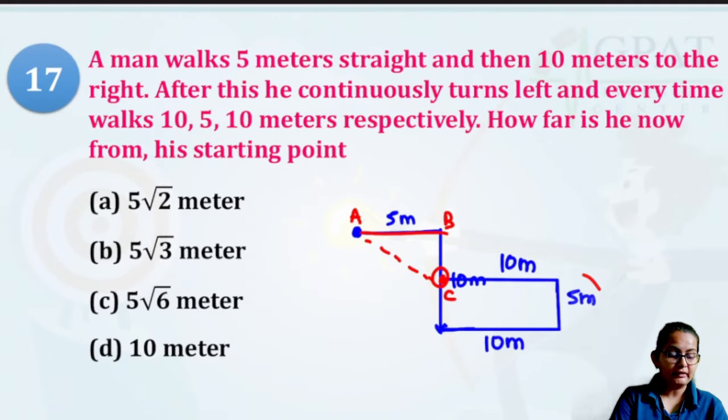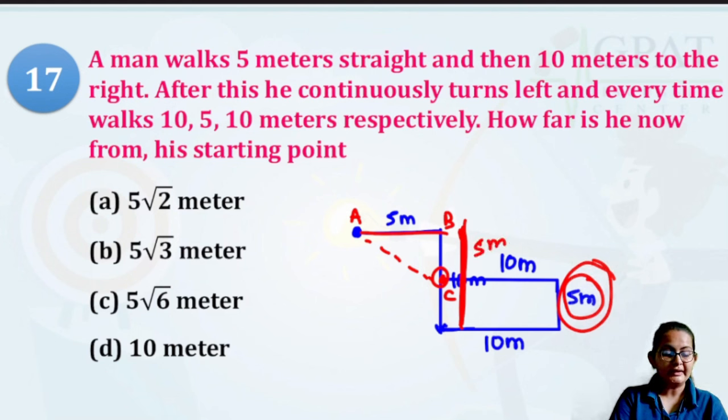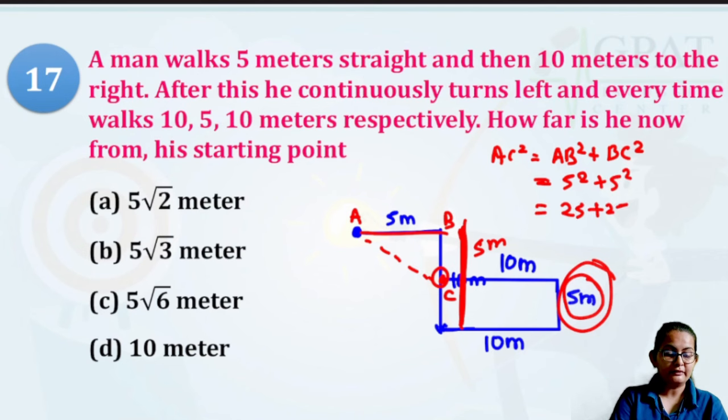He has already traveled 5 meters above, so only 5 meters remain, because this whole line is 10 meters. He has already walked 5 meters. Now only 5 meters remain. So if I take the Pythagoras theorem, AC square is equal to AB square plus BC square. So AB square is 5 square plus 5 square, 25 plus 25, and AC is equal to under root of 25 plus 25.